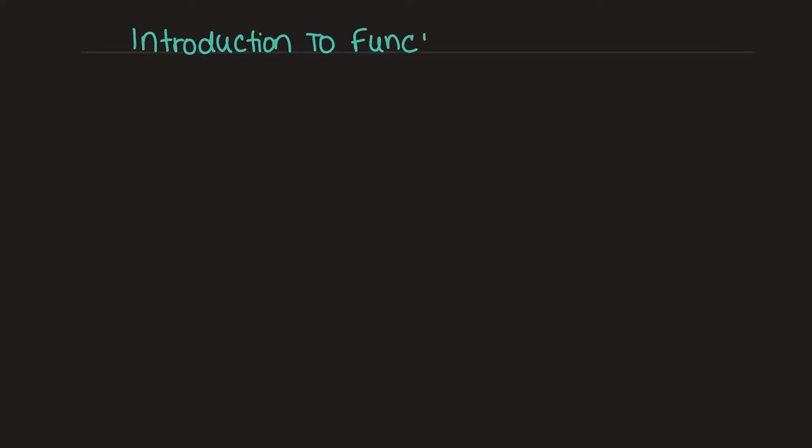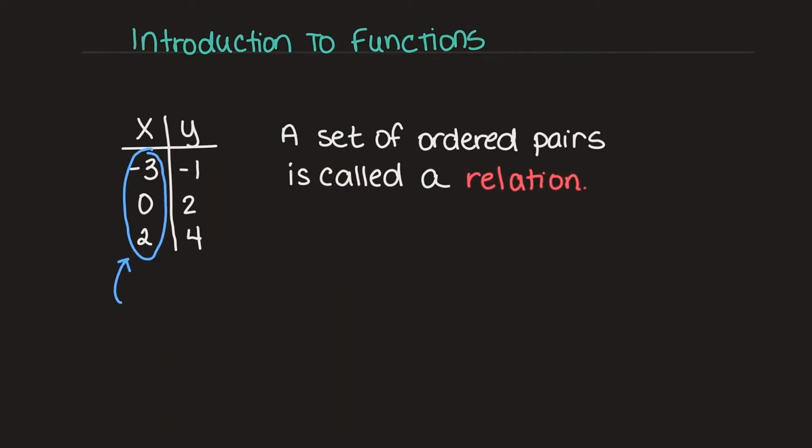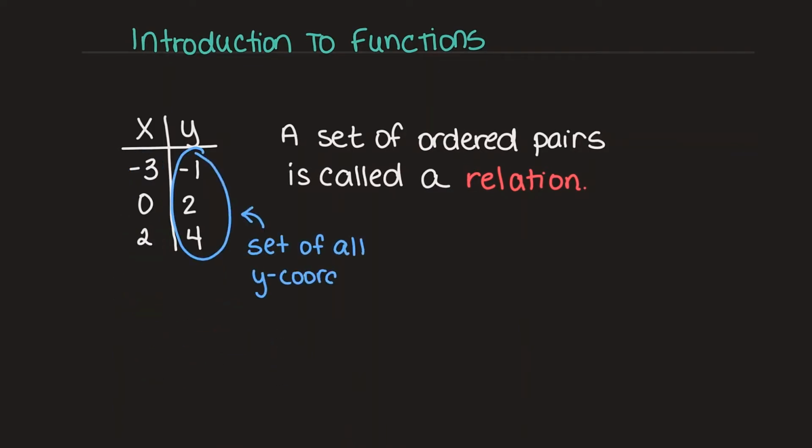Hey guys, this video will be on Introduction to Functions. We're going to start with some definitions. So consider a table of some ordered pairs. A set of ordered pairs is called a relation, and the set of all x-coordinates is called the domain, and the set of all y-coordinates is called the range.